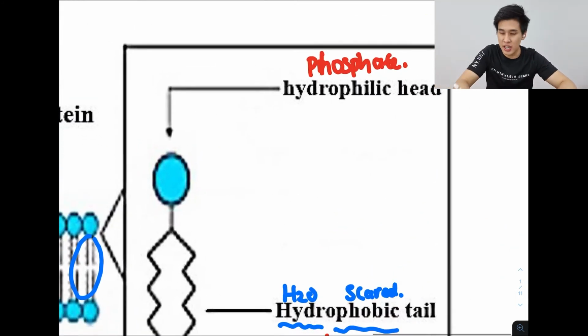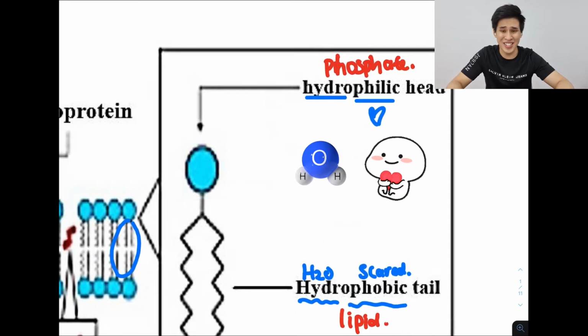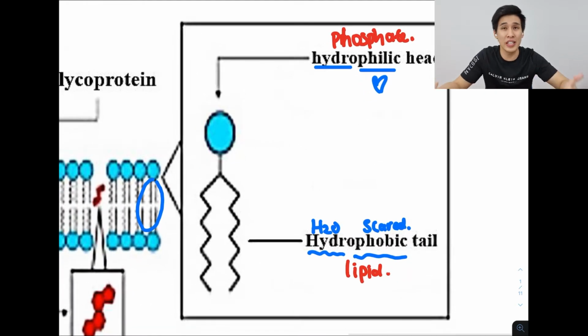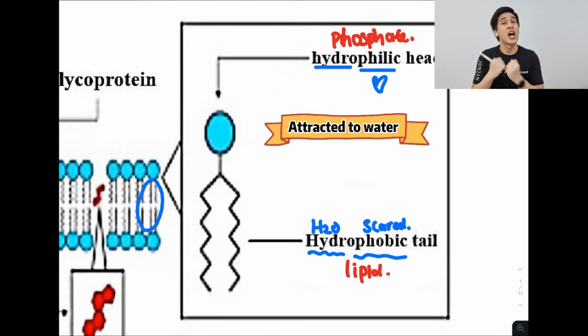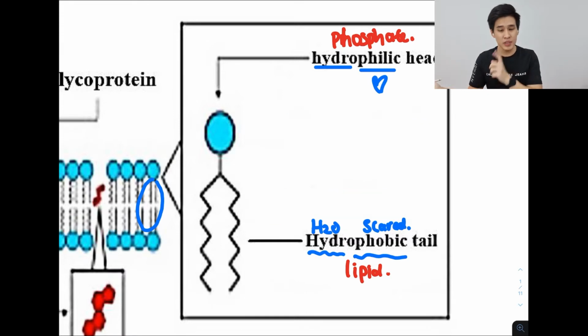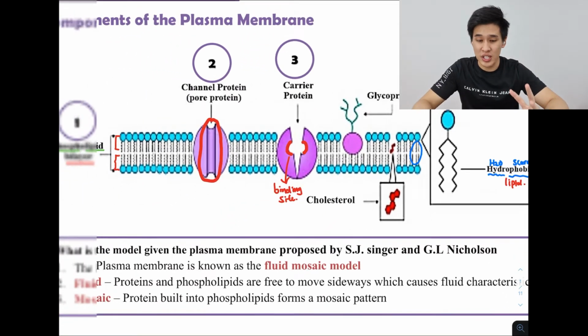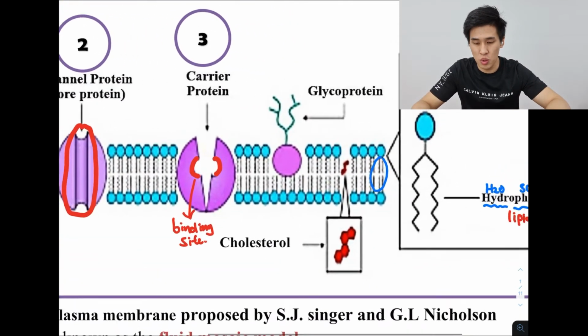Hydrophilic is the opposite. Hydro again means water. Philic means you are attracted, you love water. So hence, if a question asks you to explain the characteristics of the head and the tail of the phospholipid, then you have to say hydrophilic is attracted to water, hydrophobic repels water, means it moves away from water. Easy as that.